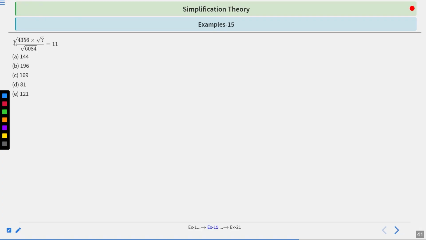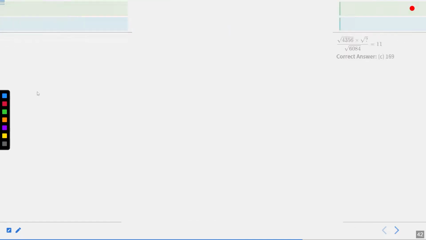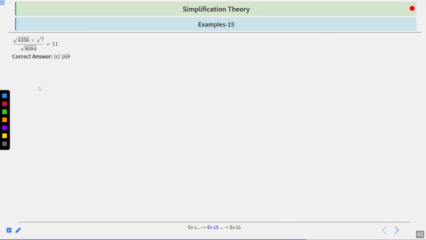Next example is square root of 4356 multiplied by square root of question mark upon square root of 6084 equals 11. We have 5 options. First one is 144, B is 196, C is 169, D is 81, and last one is 121. Now the correct answer of this question is 169. Now see the solution.